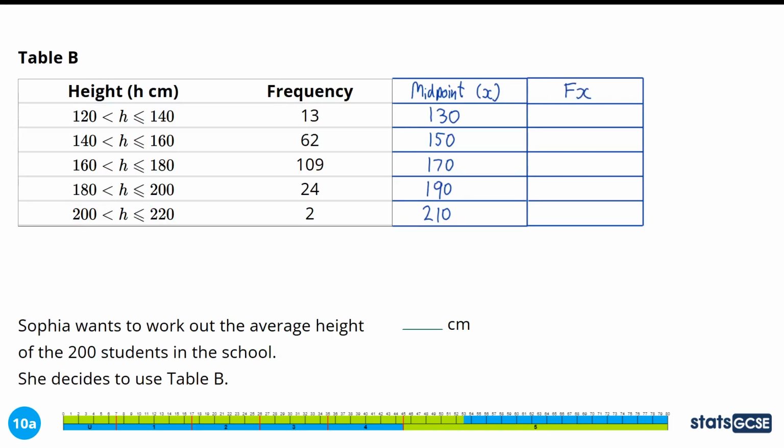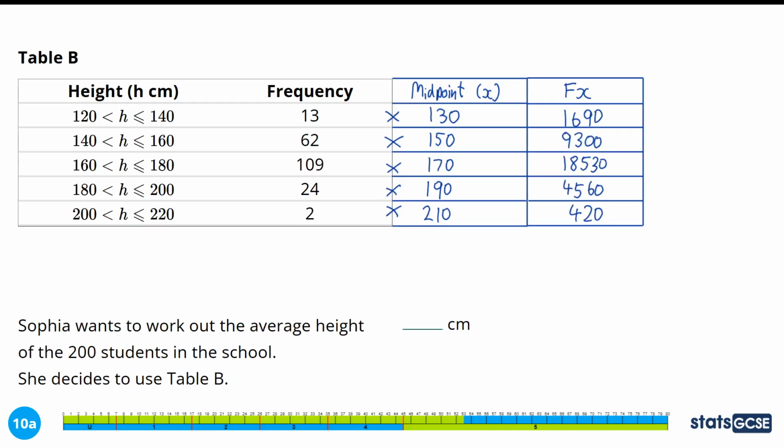Now, we have assumed that all of the numbers in the first group are 130, but we've got 13 of them, so we need to add up all 13 of those. So we can just multiply the 13 by 130, which will give us 1,690. And we can do this for each of the groups.